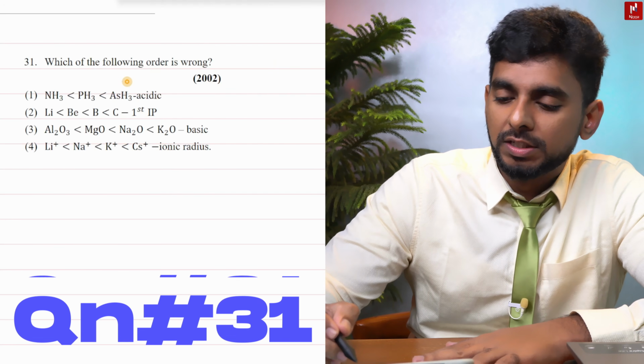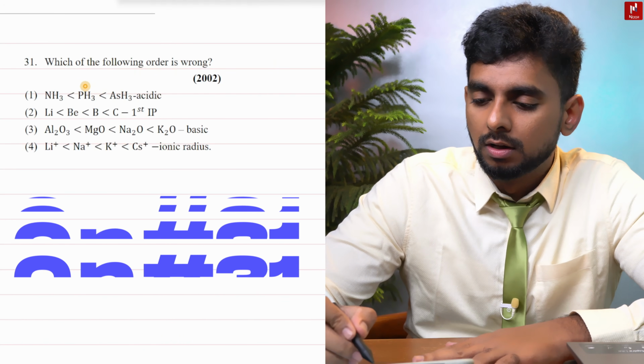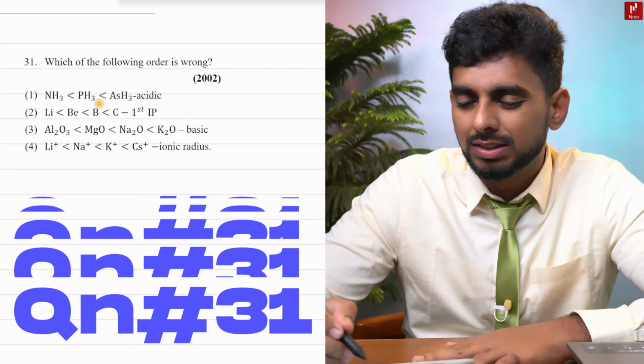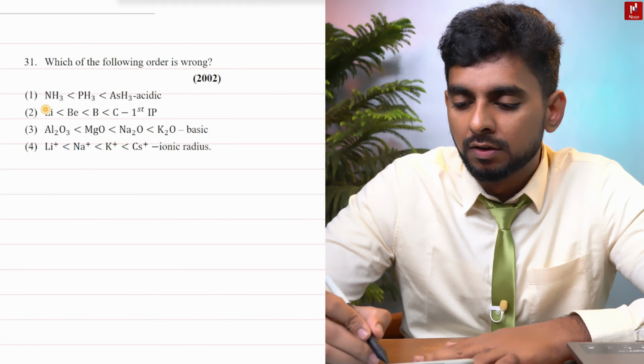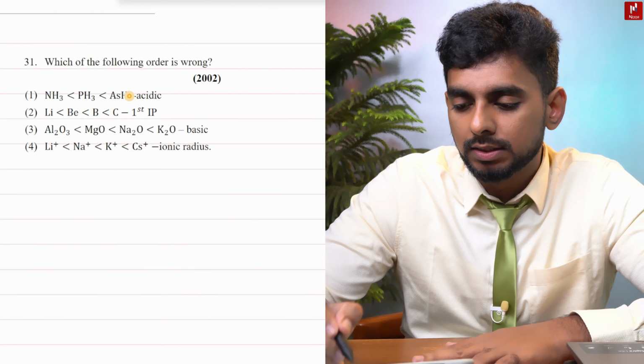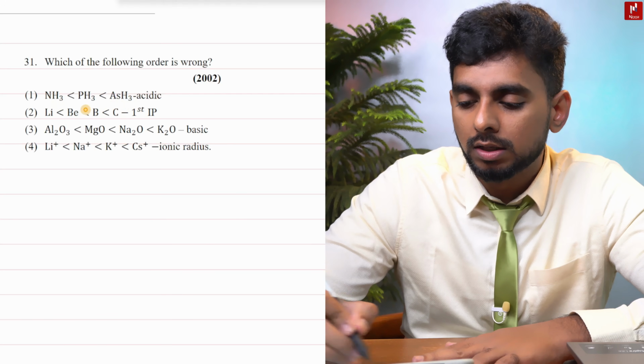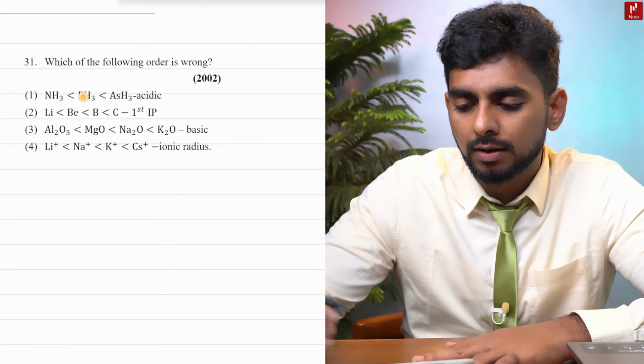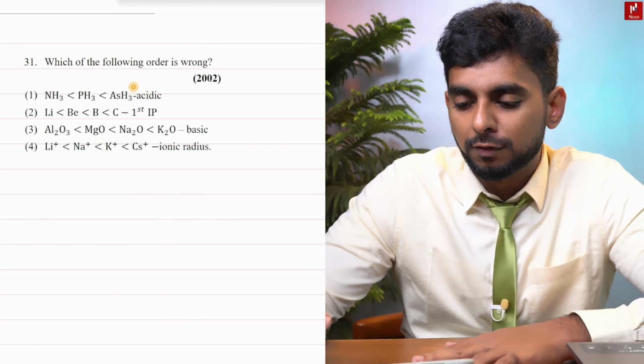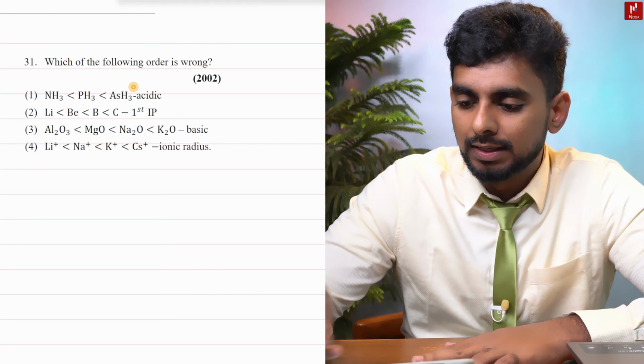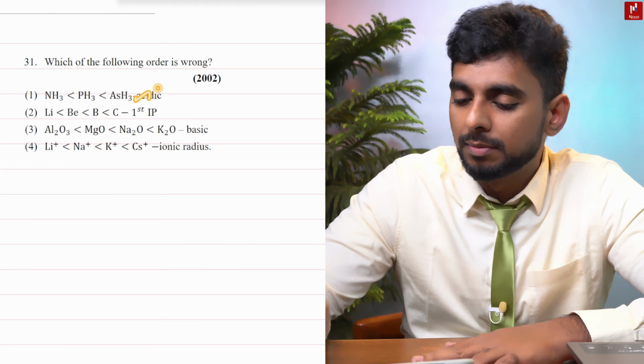This question is also based on order. Let me read the question. Which of the following orders is wrong? So I just need to find the wrong order. First one is NH3, PH3 and AsH3. The order is based on acidic nature. Here it's hydrides, therefore as you move down the group, acidic nature increases. So the first one is right, so that's not going to be my answer.